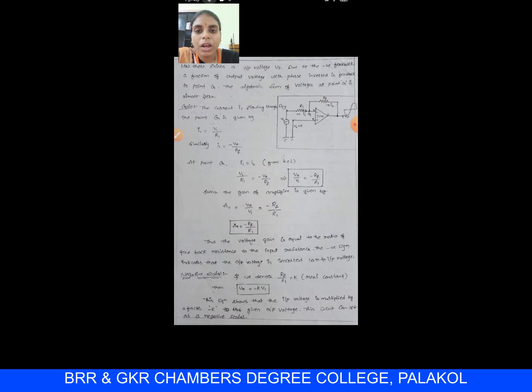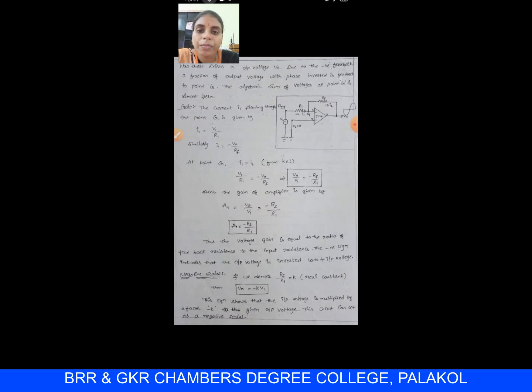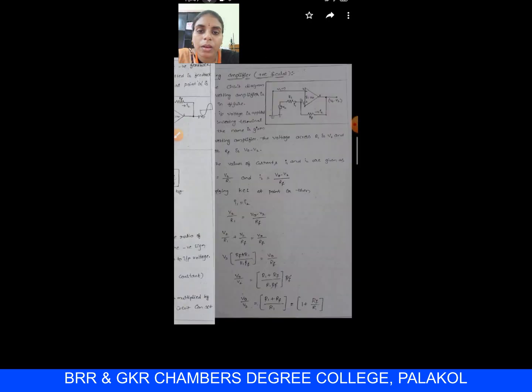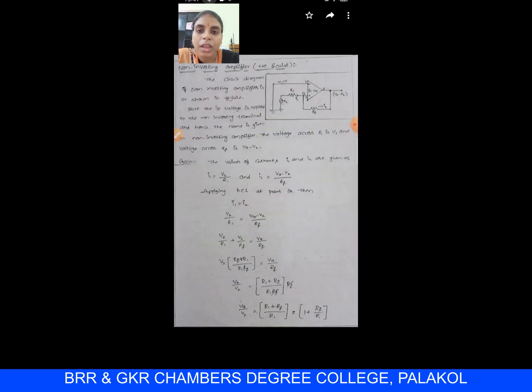If we denote RF by R1 with a constant K, then V0 is equal to minus K into V1. This equation shows that the input voltage is multiplied by the factor minus K to give the output voltage. This circuit can act as a negative scalar. Okay, this is about the inverting closed loop configuration. The next configuration is the non-inverting closed loop configuration.